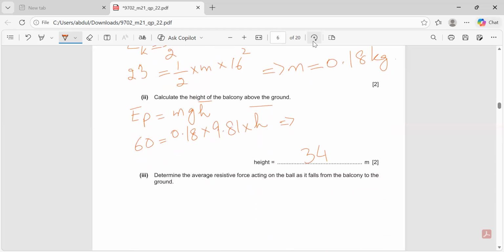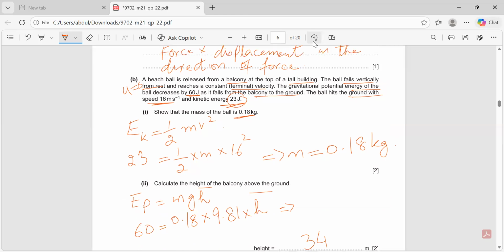Now, resistive force. And by the way, we should be a bit logical. My dear friends, 60 joules is the loss in GPE, but the gain in KE is only 23 joules. Where is the rest of the energy? Almost 60 minus 23, 37. So this energy is simply lost against friction or resistive forces.